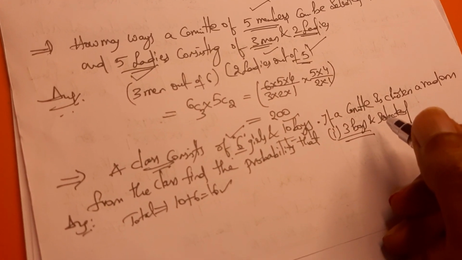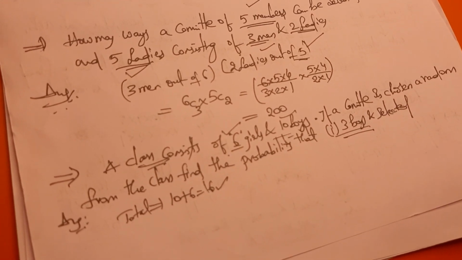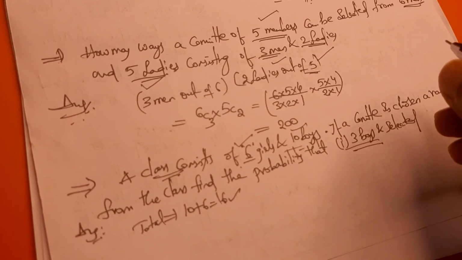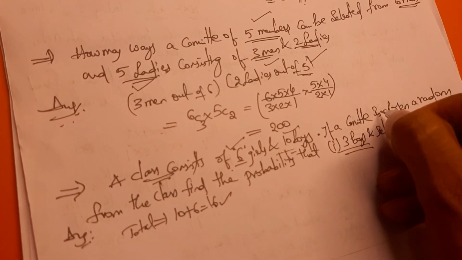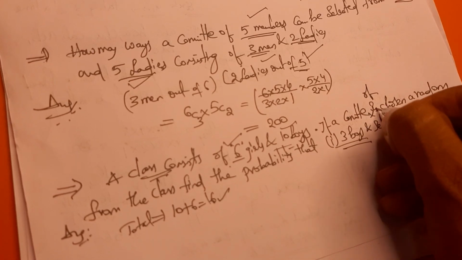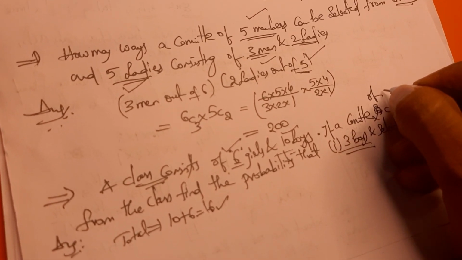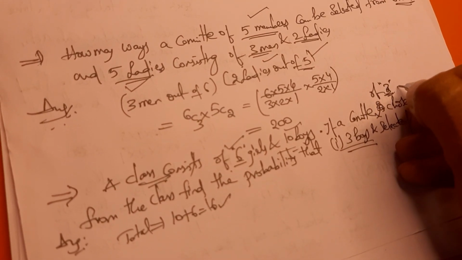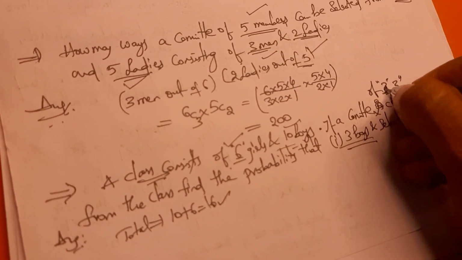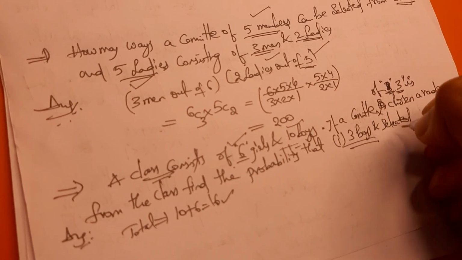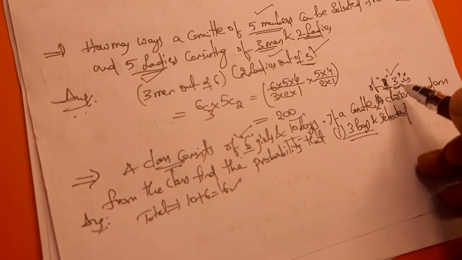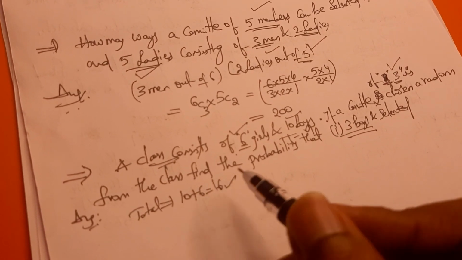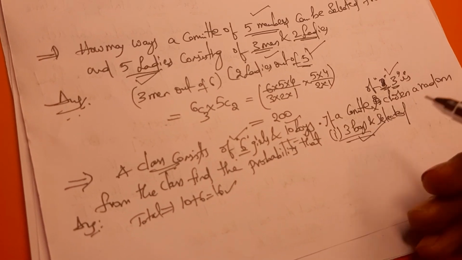So if a committee of 3 is chosen at random from the class, find the probability that 3 boys get selected.